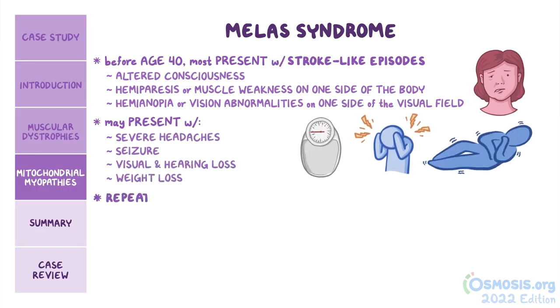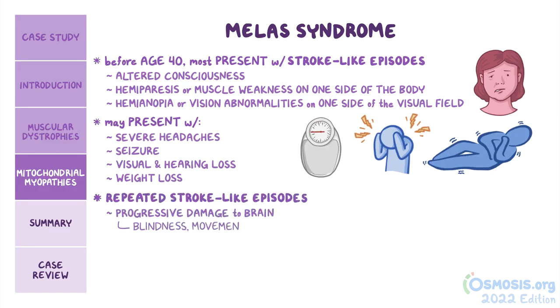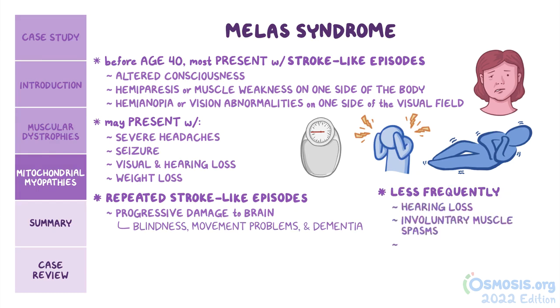Over time, repeated stroke-like episodes can cause progressive damage to the brain, ultimately leading to blindness, movement problems, and dementia. Less frequently, individuals with MELAS can develop hearing loss, involuntary muscle spasms, cardiomyopathy, kidney problems, and diabetes mellitus.